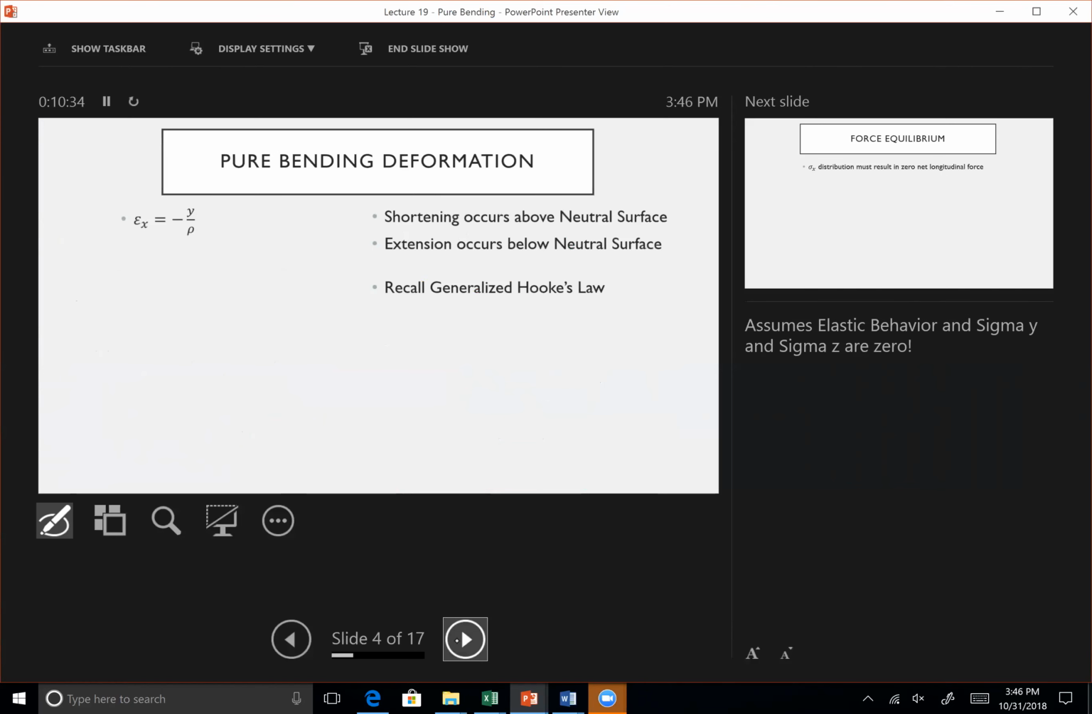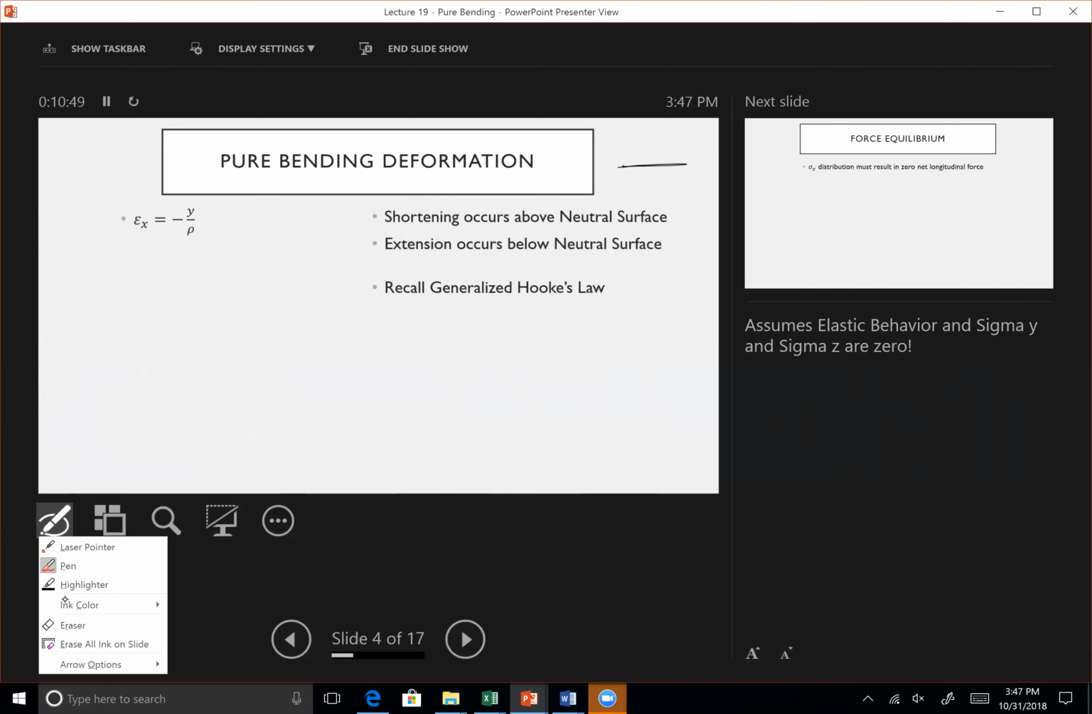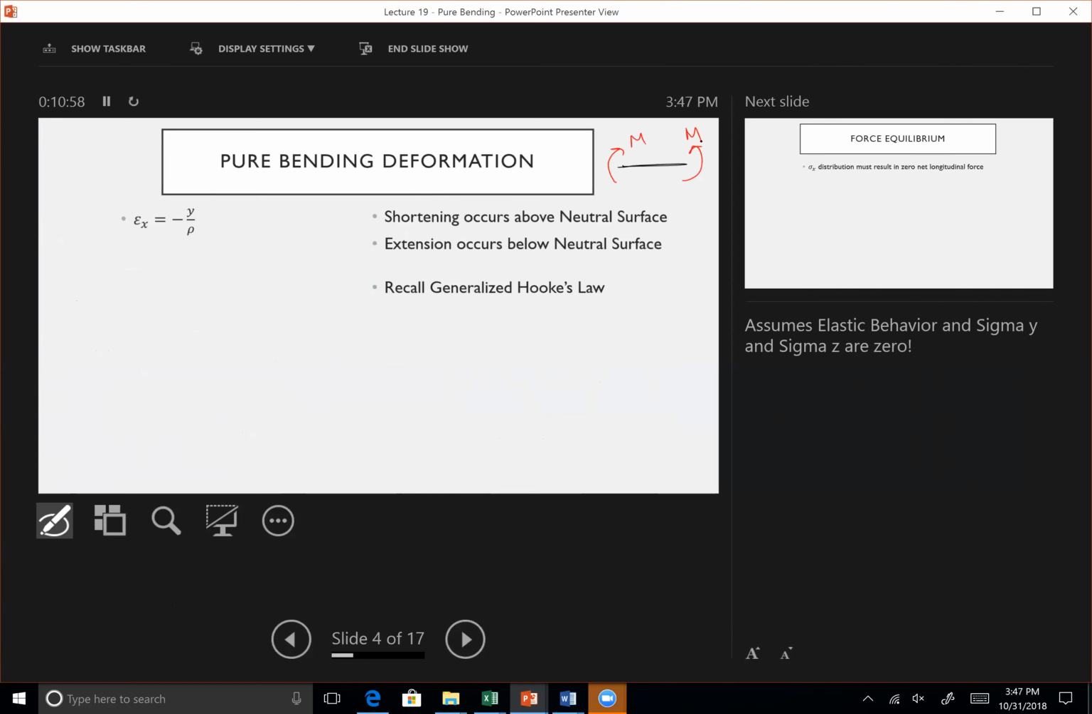So here's our takeaway. I'm saying that the longitudinal direction is the x direction, so that's why I have that x subscript. The strain is negative y over rho. Shortening occurs above the neutral surface, extension occurs below, and this finding is specific to a positive moment. So it's specific to when our moments are like that. Otherwise, you have the opposite.